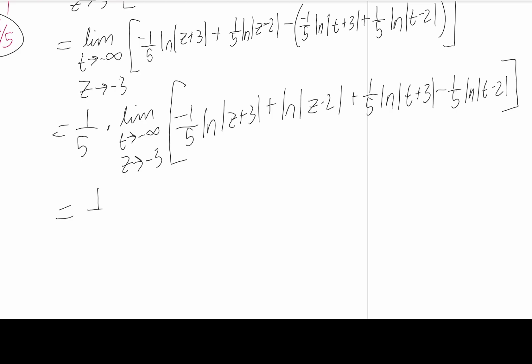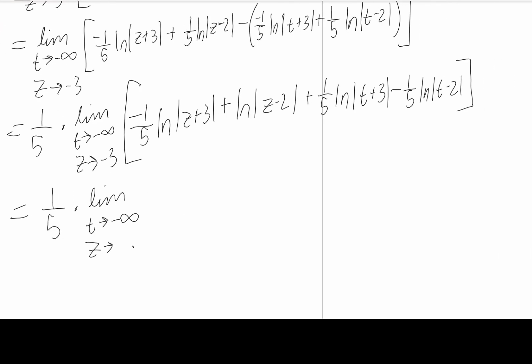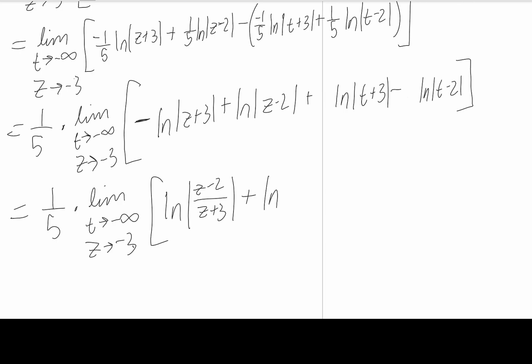Now we'll use our natural log rules to rewrite this. I'm sorry about this. We pulled out the 1/5, so I should not have 1/5 in there. And so this becomes the natural log of the absolute value of z minus 2 over z plus 3 plus the natural log of the absolute value of t plus 3 over t minus 2.